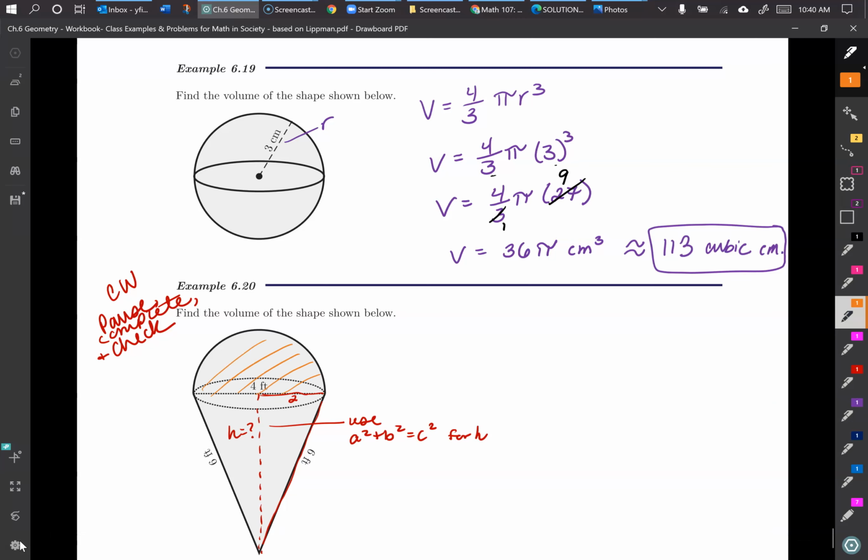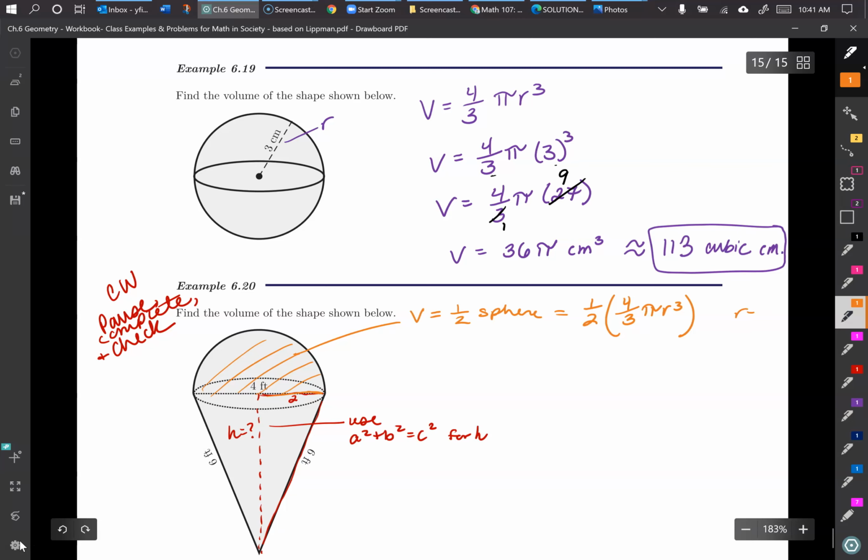So just to set you up with that, to get the volume of the half sphere, you're going to just use the same formula as sphere, but just cut it in half. So it would be 1/2 times 4/3 pi r cubed. Your r is 2. So just plug that all in and figure out what that's going to be.